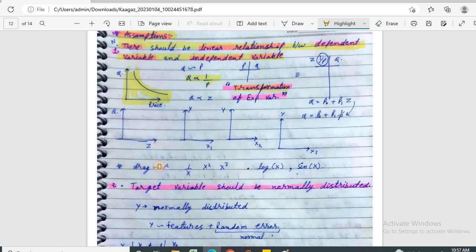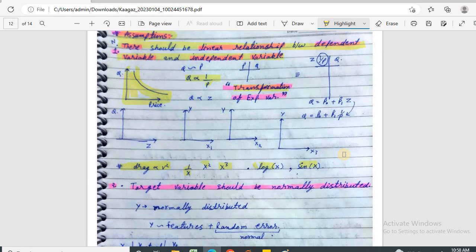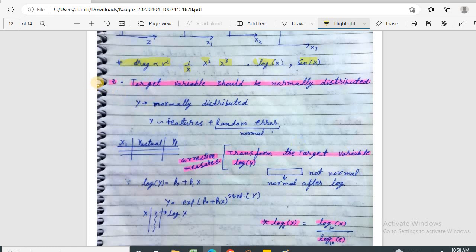If we are driving a car, then we face some force in the opposite direction, that is drag force, and that is proportional to the square of velocity, the square of speed. Similarly, we need to transform using 1 upon x, x square, x cube, log x, sin x. These types of transformation we have to do so that we can have a linear relationship between the dependent variable and the independent variable.